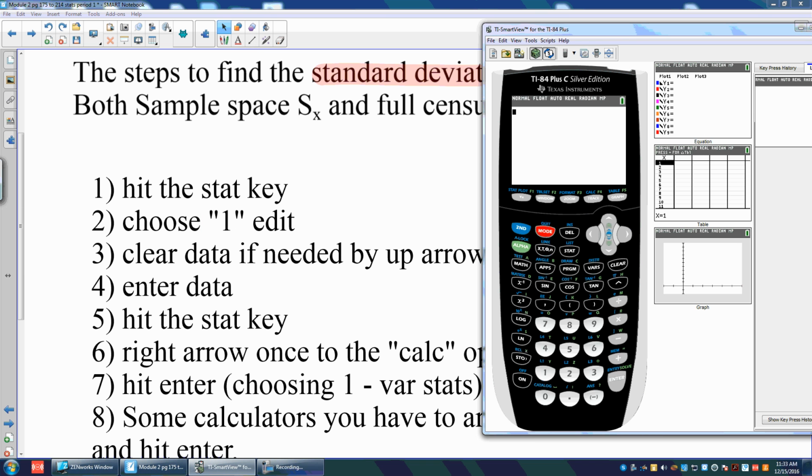The first thing you do is hit the stat key. The stat key is right there, in red. Then you choose choice 1, which is edit. You can either hit 1 or you can hit enter. You clear the data if needed by hitting the up arrow, hitting clear, and then enter. So if there's data there, you want to clear it all out. Enter the new data.